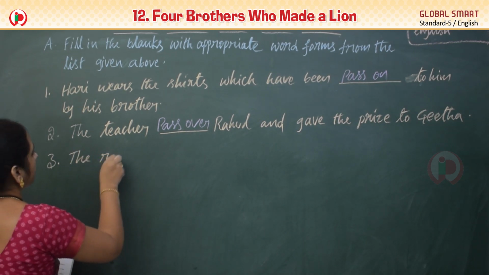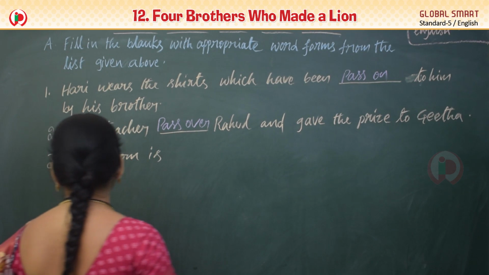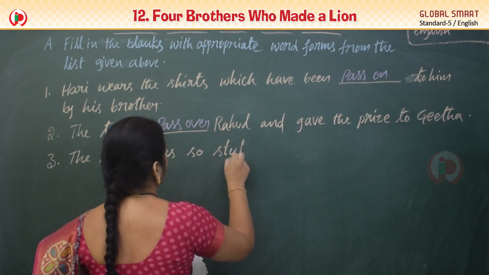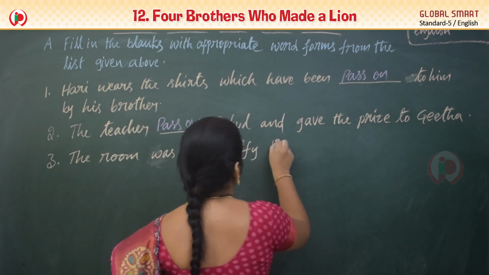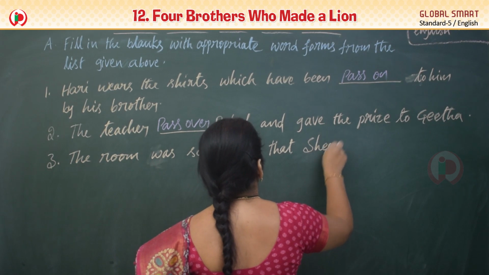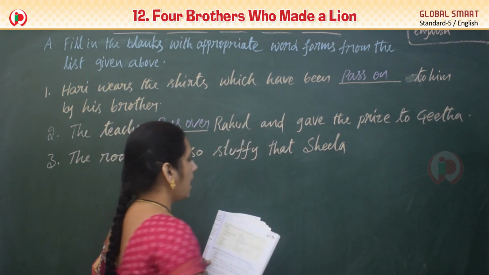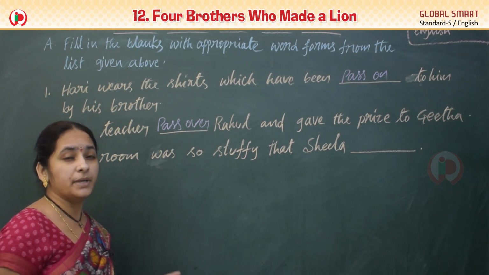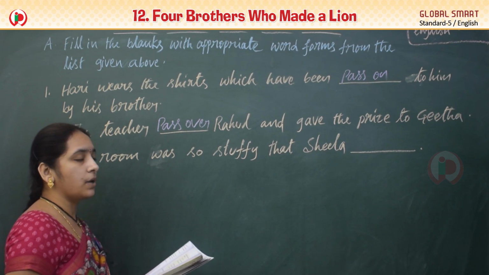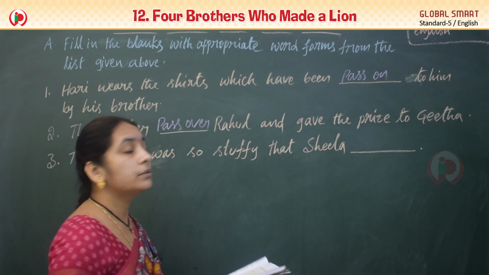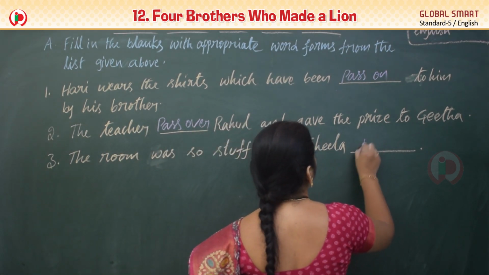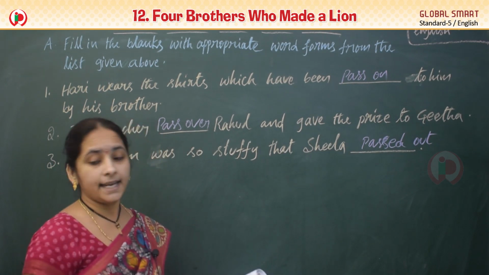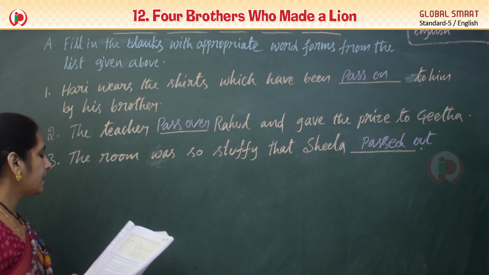Third one. The room was so stuffy that Sheila dash. Okay, so here the room was so stuffy, completely messy it was. So then Sheila passed out. That is, she fainted. So Sheila passed out, P-A-S-S-E-D. Passed out. So faint. So she became irritated by that completely messy room. Okay? And see the next one, fourth one.